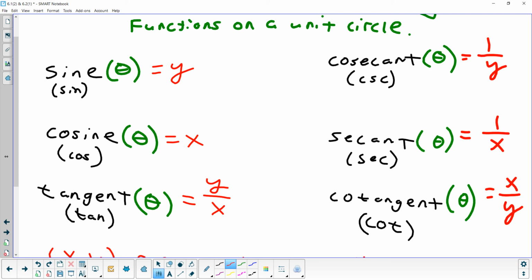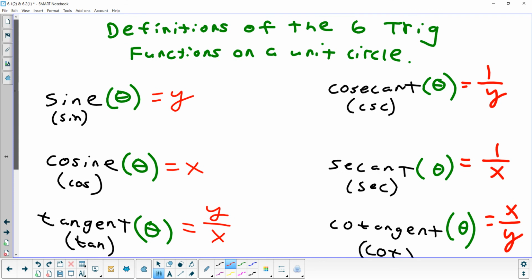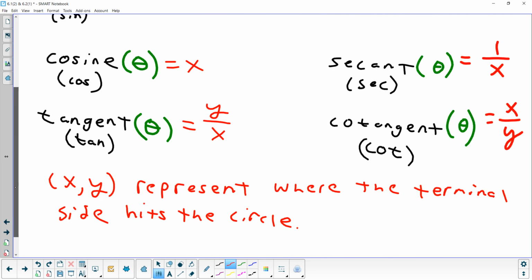So you can see all 6 of these formulas depend on knowing the location of the coordinate for an angle. Like you guys already know the coordinate for 0, 90, 180, and 270. Okay, we've got those 4. But I'll show you what happens when it's not 0, 90, 180, or 270. Any questions on those definitions?